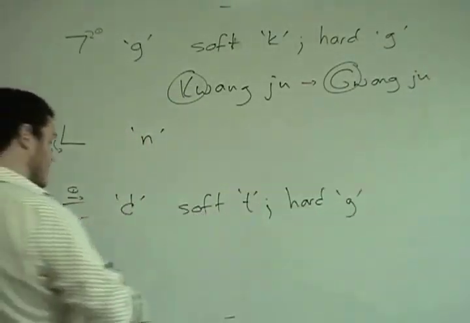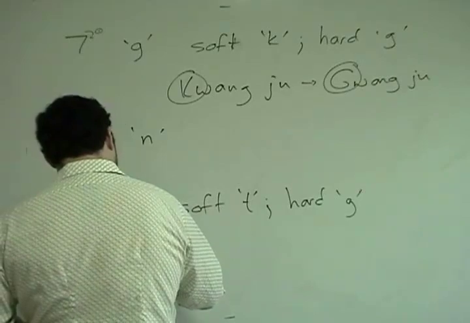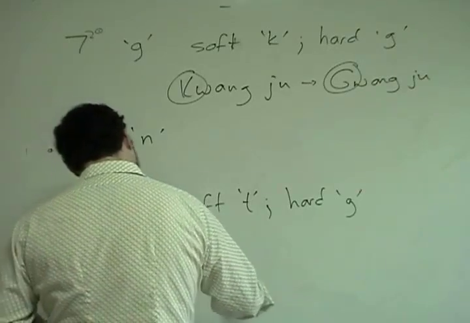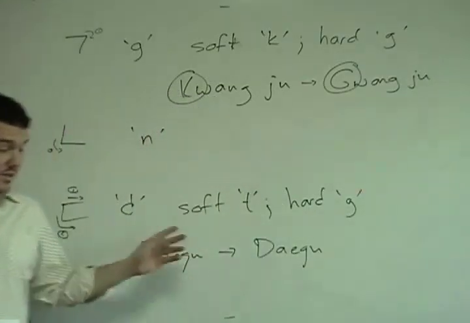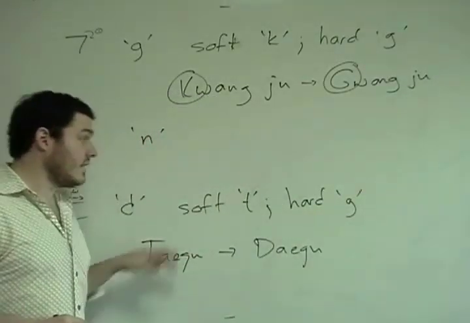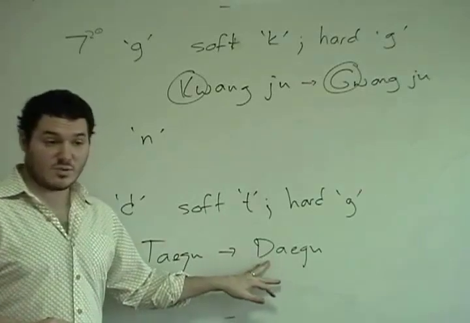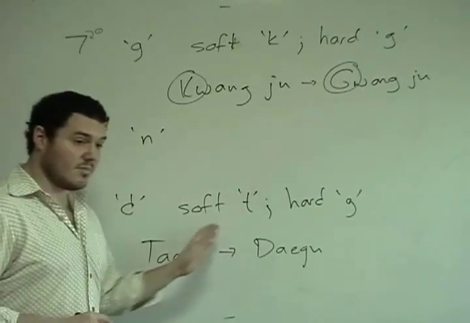The city that represents the example for this is Daegu. The city Daegu used to be spelled with a T, and then around the same time they changed it to a D. Just showing that it's in that middle ground.